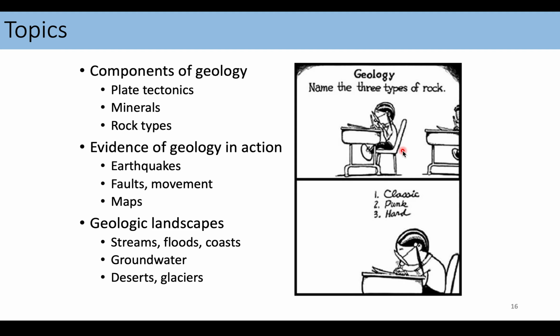So the components of this class. The first part of the class, we will learn about plate tectonics, minerals, and rock types. And then we get into geology in action, which would be earthquakes, faults, movement of the earth, and maps. And then the last third of the class is all about different types of geologic landscapes and how they formed. So how streams, floods, coast, and groundwater form geologic landscapes, and then we'll also go into desert landscapes and glaciers.